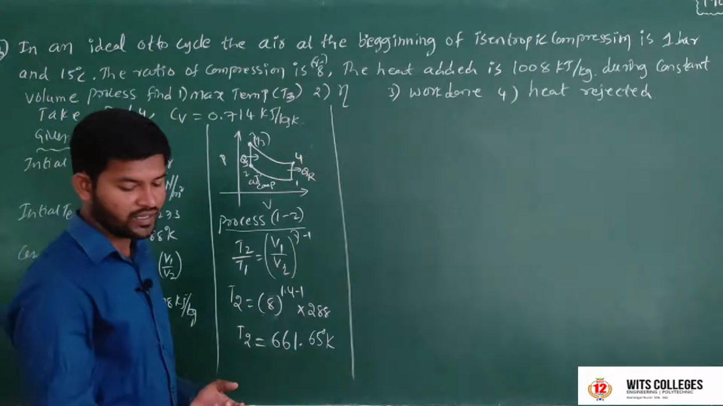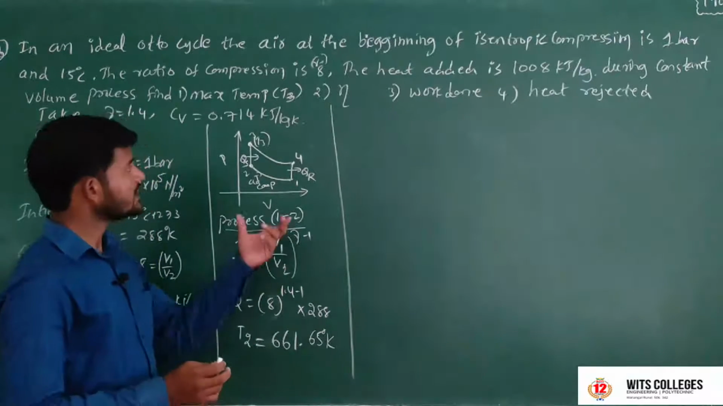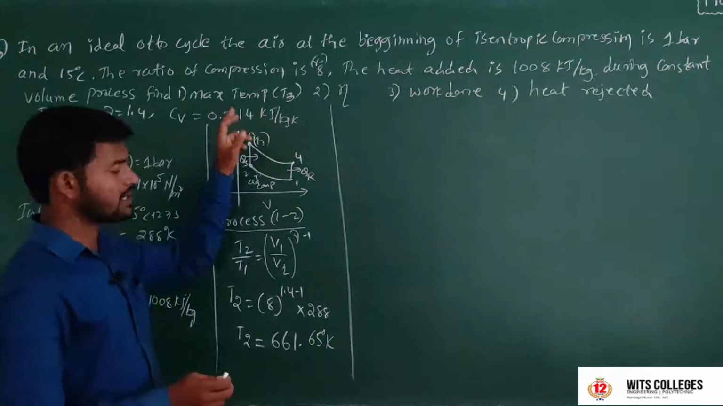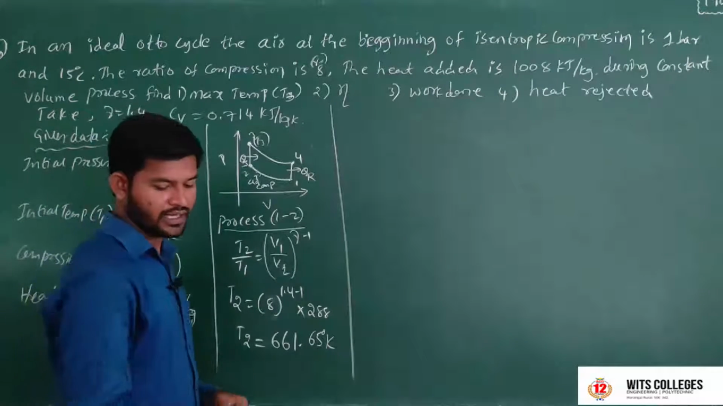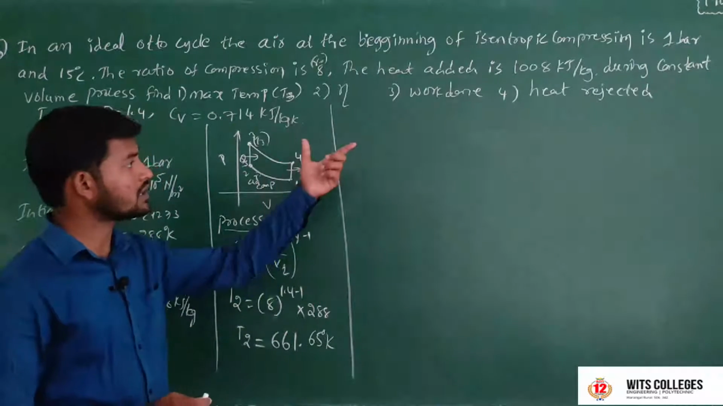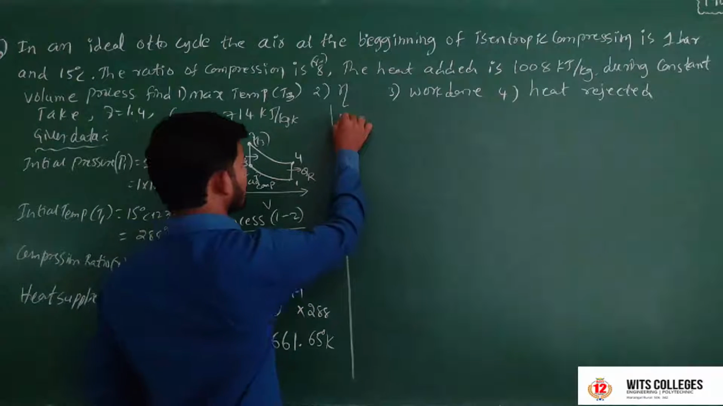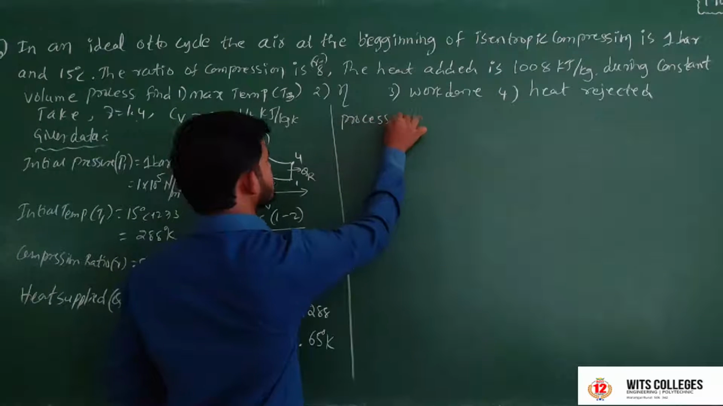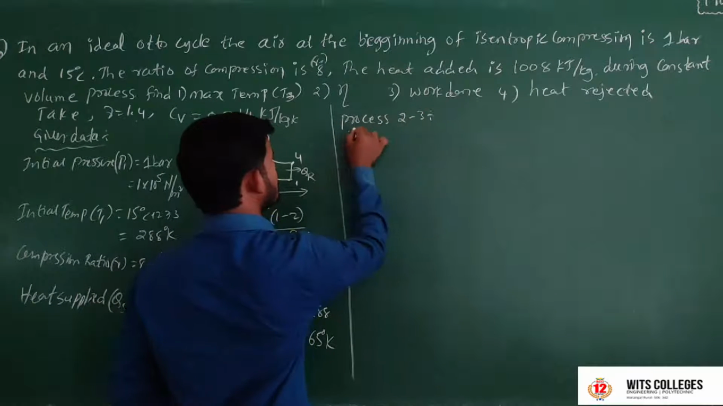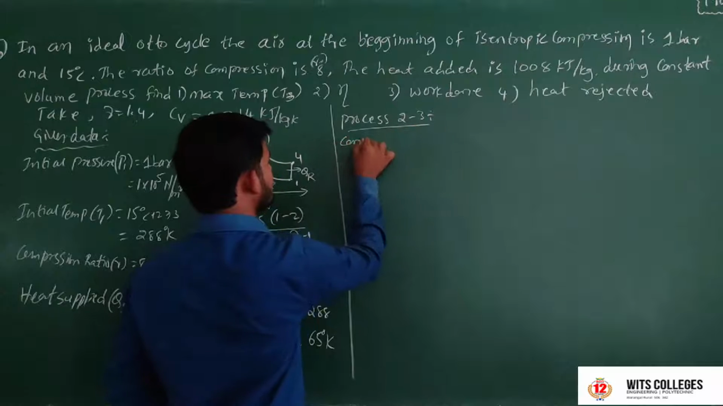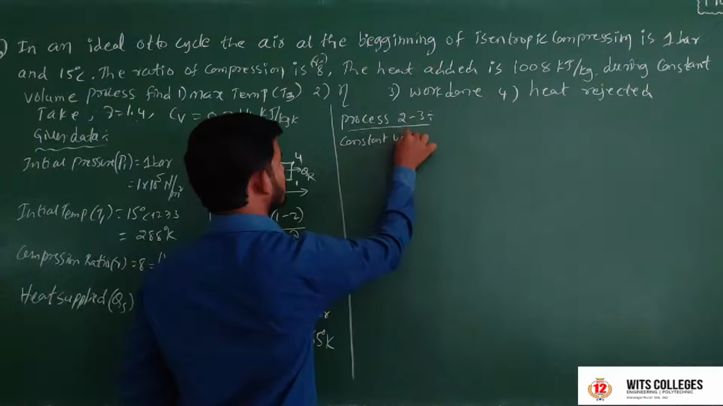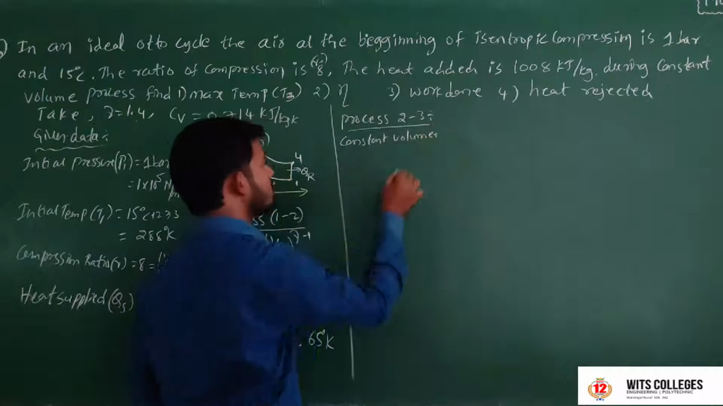Here we found T2. Next, what will we find out? Next we will find out the T3 value, the maximum temperature. Here the process is a constant volume process. Process 2 to 3 is constant volume.